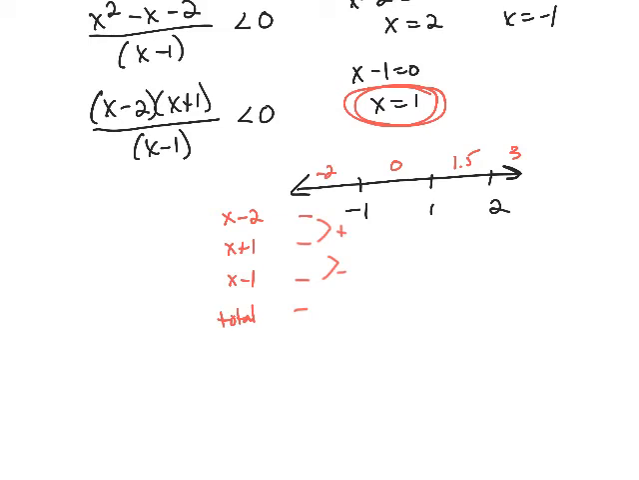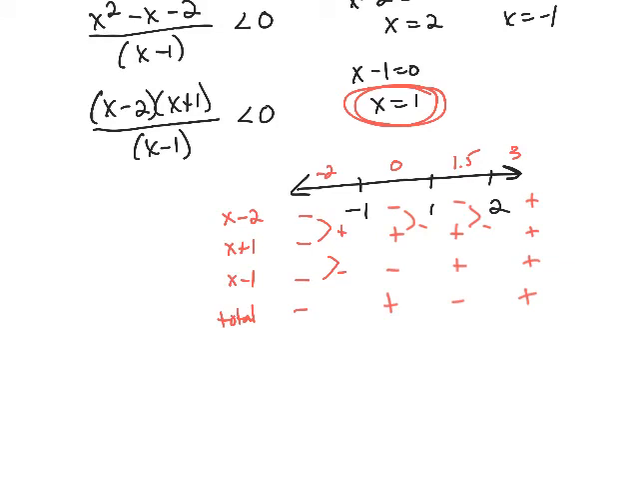0 is a test point. Negative, positive, negative. So these two make a negative and a negative make a positive. 1.5, it's going to be negative, positive, positive. So this is negative. A negative and a positive is a negative. Finally, 3, let's see, 3 minus 2, that's positive, that's positive, that's positive. So that one's going to be easy, that's all positive.